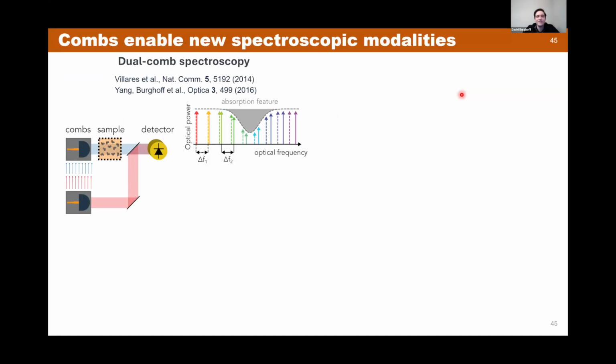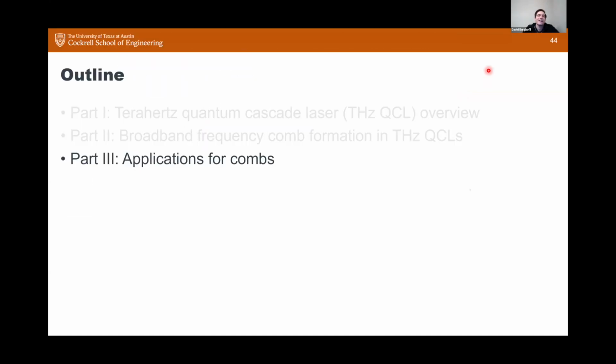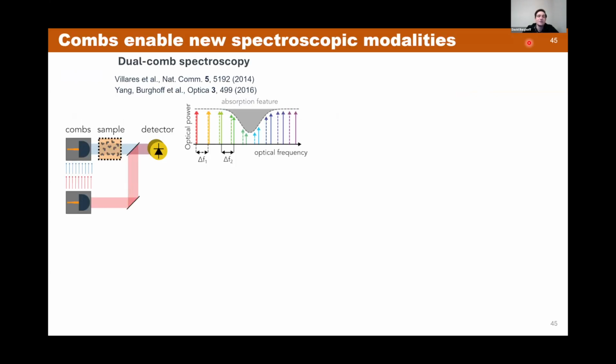And the big one, I would say, or the big class of techniques which are really nice, are these dual comb techniques. So really, in general, I would say combs enable new spectroscopic modalities. Yeah, so this dual comb spectroscopy technique that I mentioned before is the classic example of something you can do with a comb, which I didn't even mention all the critical selling points of.